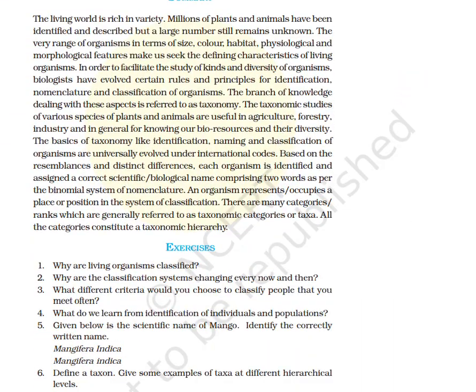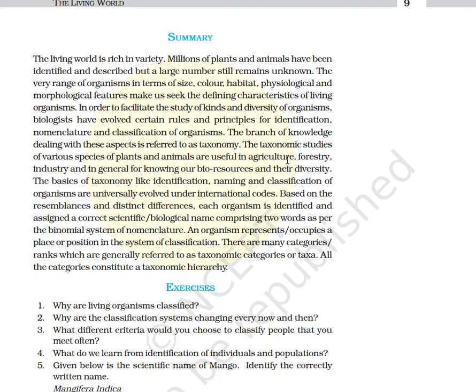So, summary of the chapter. The living world is rich in variety. Millions of plants and animals have been identified and described, but a large number still remains unknown. The very range of organisms in terms of size, color, habitat, physiological and morphological features makes us seek the defining characters of living organisms in order to facilitate all kinds of study of the diversity of organisms. Biologists have evolved certain rules and principles for identification, nomenclature, and classification of organisms.